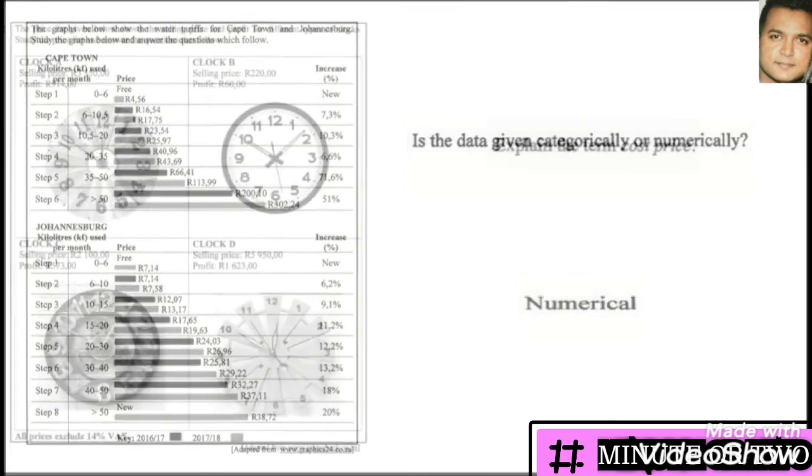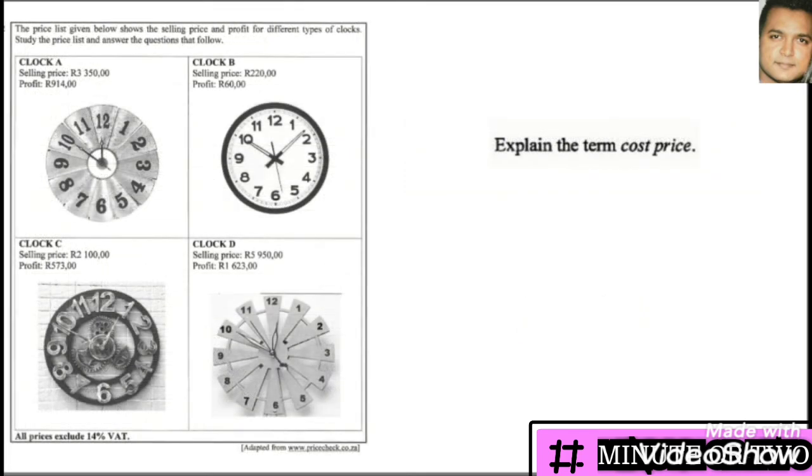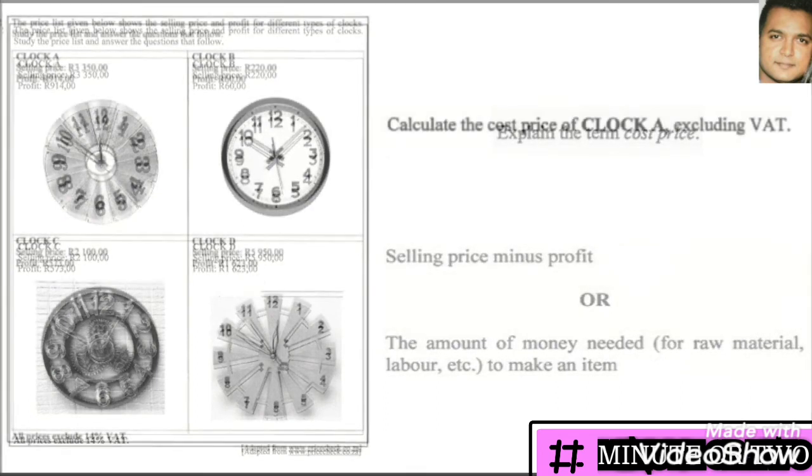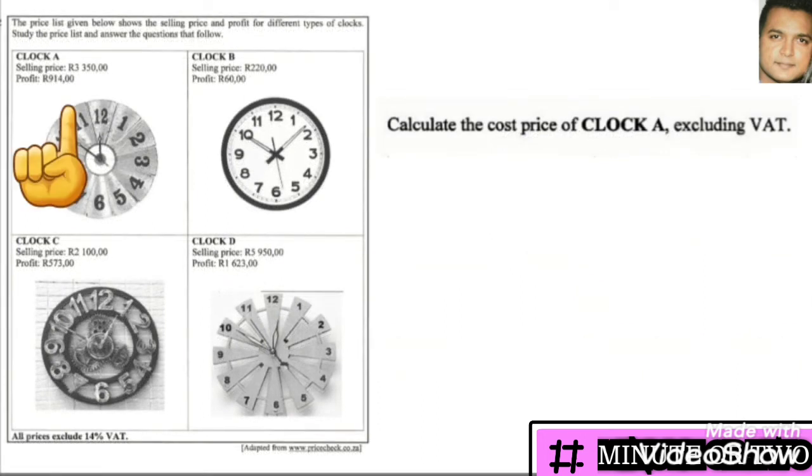In the next question, we are shown various clocks and their selling prices as well as the profit for each. Explain the term cost price. In keeping with the formula that we must be familiar with, we know that selling price minus our profit will give us our cost price. Cost price is also the amount that an item cost to make it or to buy it before we sell it.